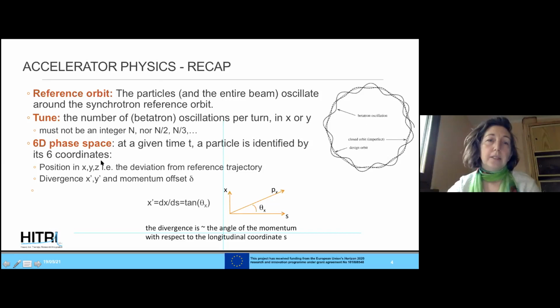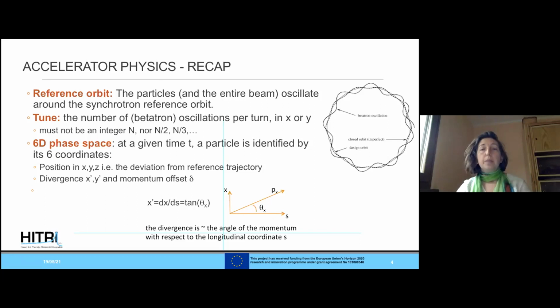And then you have other 3 coordinates. In the longitudinal is momentum offset, and then you have the divergence. Divergence is similar to the momentum of the particle, which is the velocity. But we prefer to express it in divergence, which is a kind of an angle between the direction of the beam. So yeah, it's kind of the direction of the beam. So the angle between its momentum and the longitudinal coordinate S.